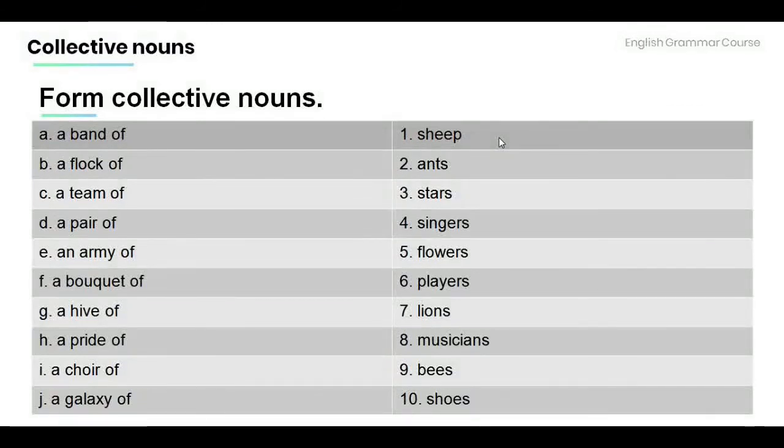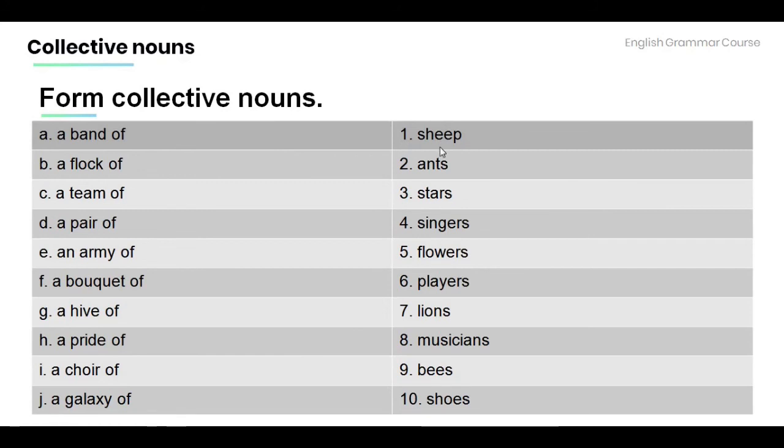And now it's time for you to practice on your own. Read the following list of words and form collective nouns. A, a band of. B, a flock of. C, a team of. D, a pair of. E, an army of. F, a bouquet of. G, a hive of. H, a pride of. I, a choir of. J, a galaxy of.